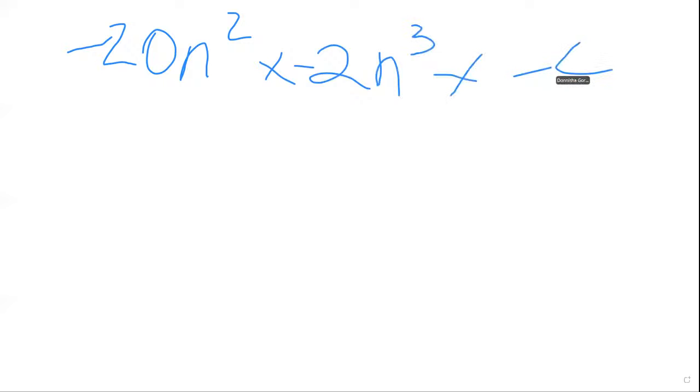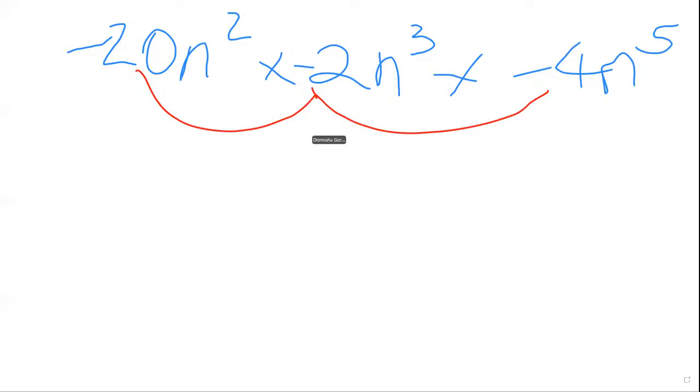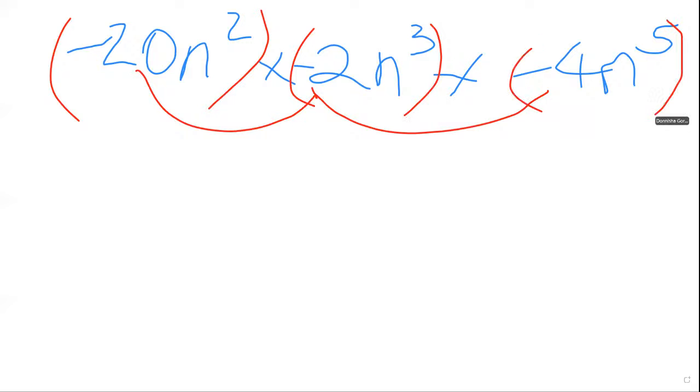Our next question says negative 20n squared times negative 2n cubed times negative 4n to the 5th power. All of the variables are the same, so this should be easy. So we focus on the numbers first. Negative 20 times negative 2 times negative 4. Remember, you are multiplying, not subtracting, not dividing. It's just the same as if all these numbers are in a bracket. So I don't want to hear anybody say that they are adding or subtracting, or dividing.